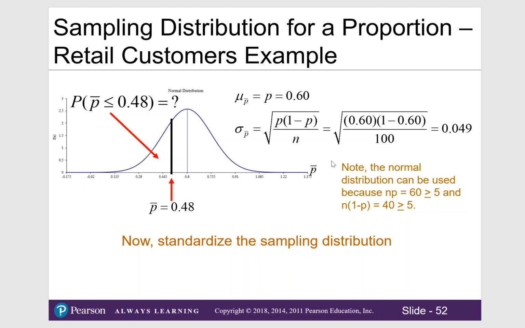Real quickly, check what n times p is. That's 0.6 times 100, and you'll get 60. That's clearly bigger than 5. And then the stuff that's not in there is 40, because 0.4 times 100 is definitely bigger than 5 as well. Usually when I'm doing this, I'll only check the smaller of the two, because if the small one works, the big one will.